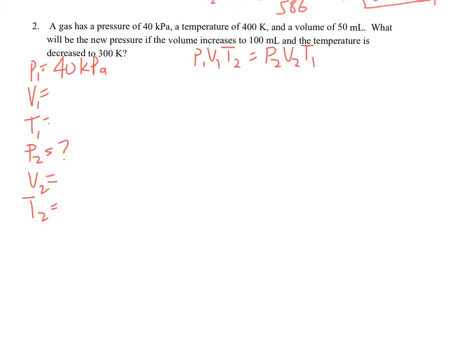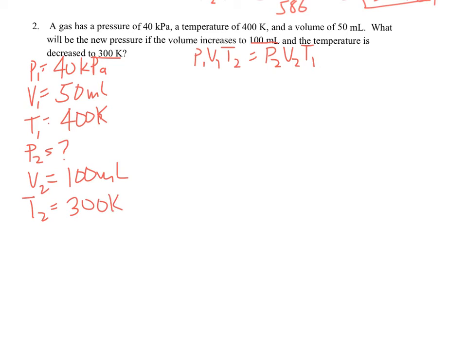Our volume is 50 milliliters. And for this problem, if you take a look, our temperature is already in Kelvin, so we don't have to do that conversion. So it's 400 K. So that saved us a little time. Our P2 is what we're solving for. Our final volume, we can see it here, is 100 milliliters. And our final temperature, right there, 300 K.